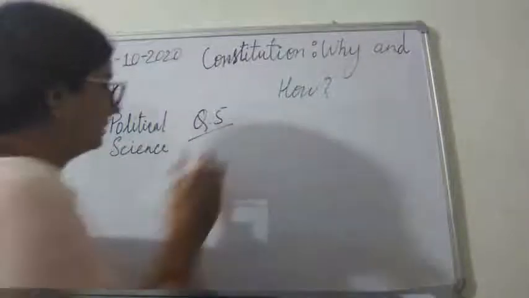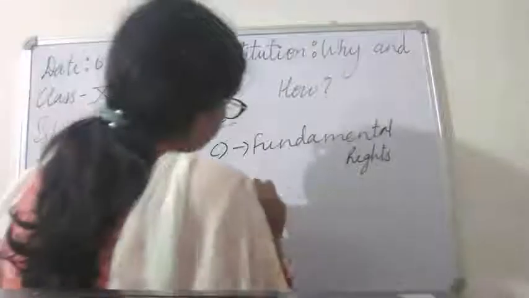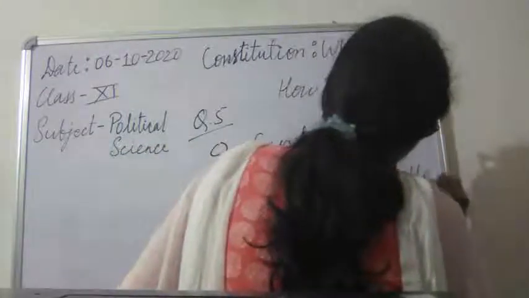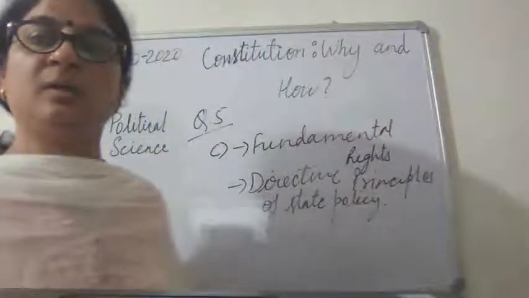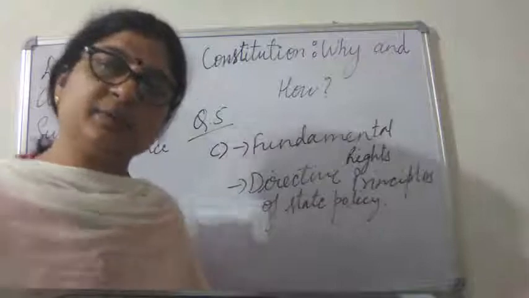So in this conclusion C, you must describe two things. The first is fundamental rights, and the second is directive principles of state policy. So this is all for today, and we will discuss other questions in the next class.